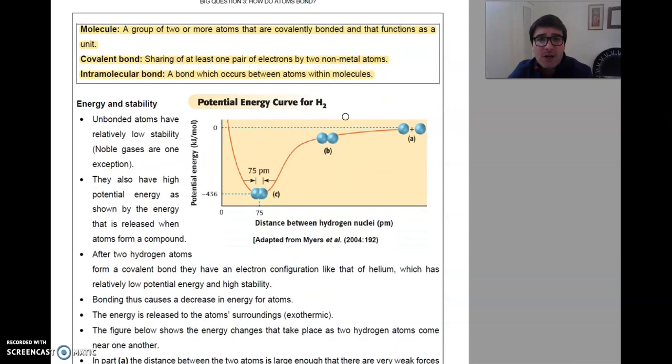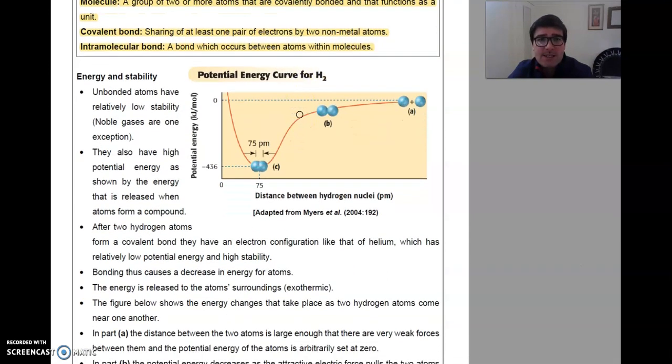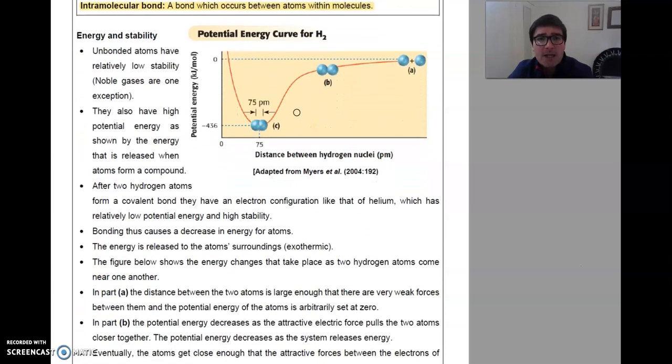Now, this potential energy curve for hydrogen we also study, so I just want to remind you of a few things. There, the atoms are far apart, and the potential energy is almost zero because they are exerting no attractive forces on one another. As they move closer together, the attractive forces come into play. They come closer and closer due to the attractive forces. When the potential energy is at a minimum, that's when I've reached the point which we call the bond length. And in the case of the hydrogen molecule, the bond length is 75 picometers.